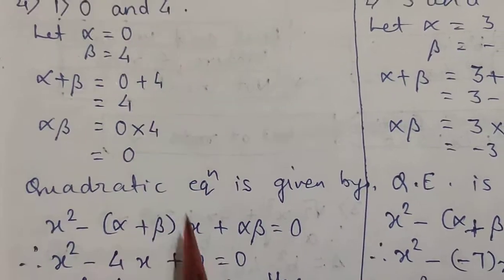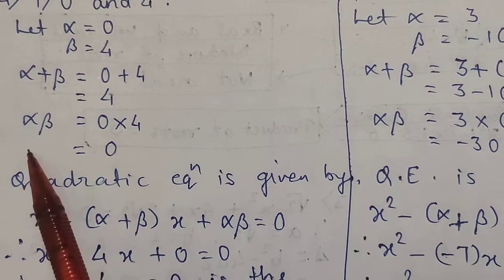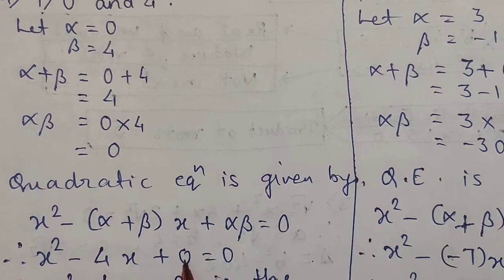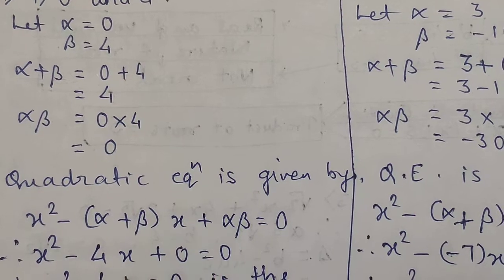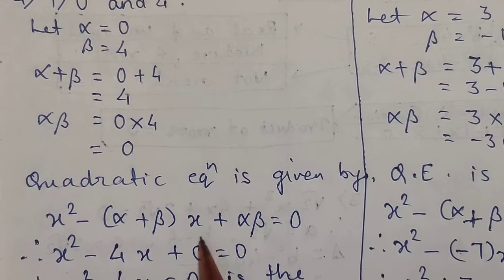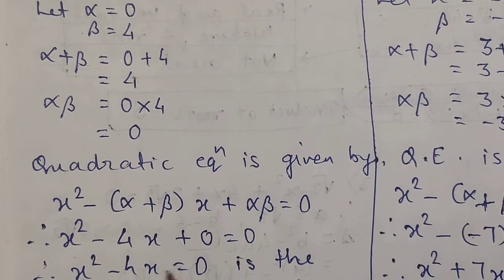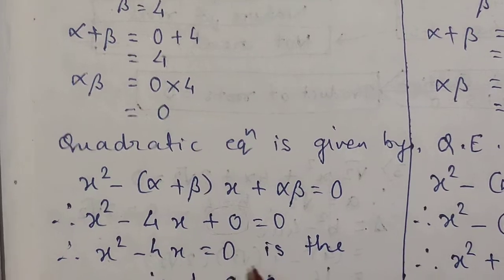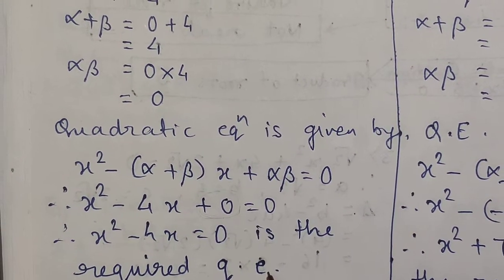Now, what is alpha plus beta? You got 4, so in place of alpha plus beta you write 4. And alpha beta is 0, so in place of alpha beta you write 0. The rest remains as it is. In the next step you can remove this plus 0. So if you remove the plus 0, you get x square minus 4x is equal to 0. And this is the required quadratic equation.